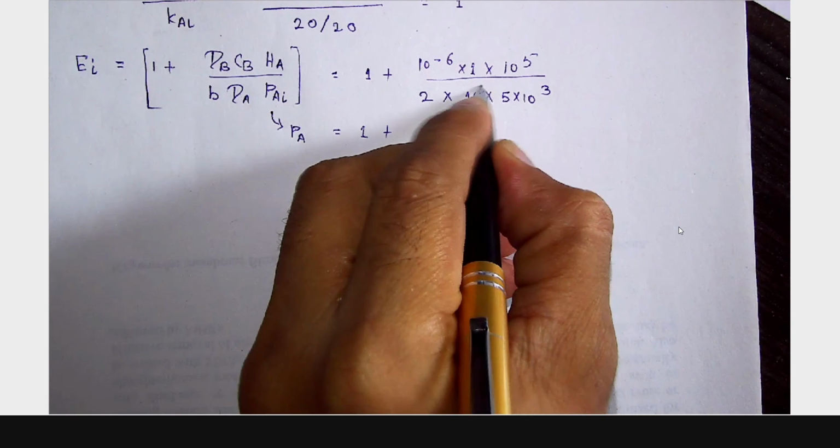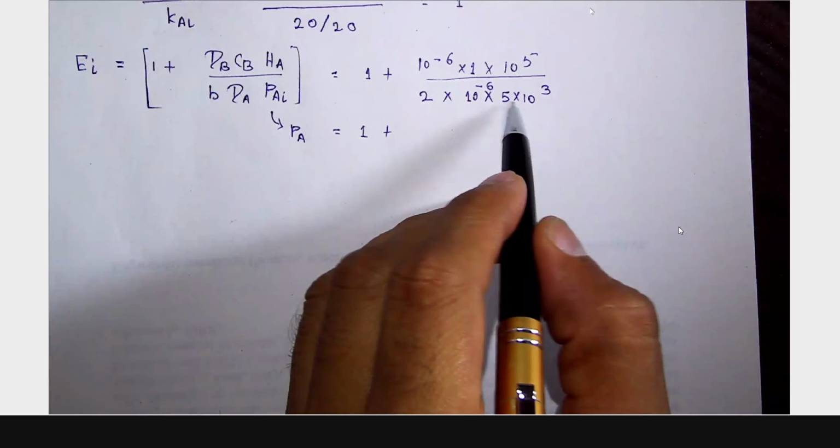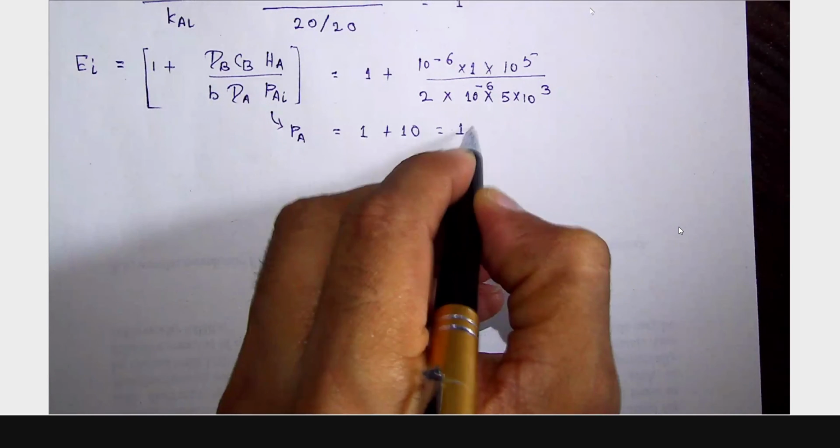So this value will be 1 plus, how much will it come? Has anyone calculated? The total value is 11. Now MH is coming to be 1.